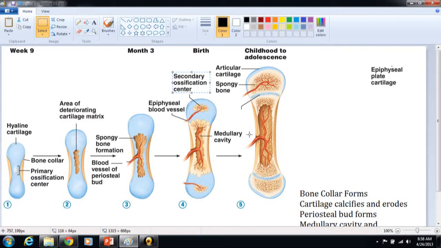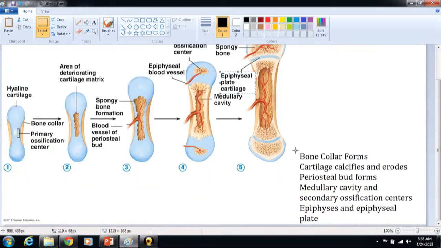Okay, and then the last step, the epiphyses are fully formed, and you have your epiphyseal plate cartilage. The cartilage for the epiphyseal plate is now the only area where you have bone growth continuing. And that'll continue until adulthood, and then the epiphyseal plate will be completely replaced by bone.